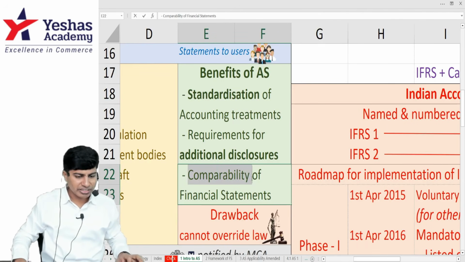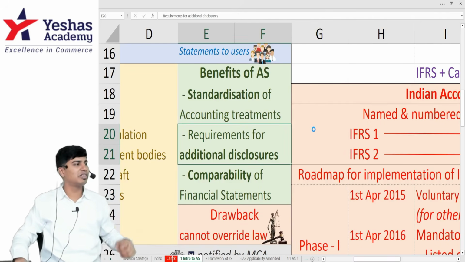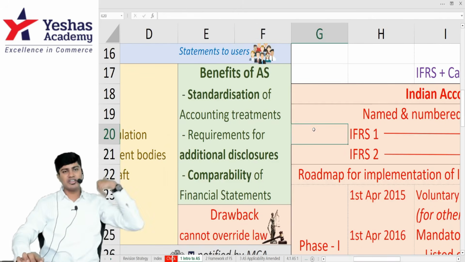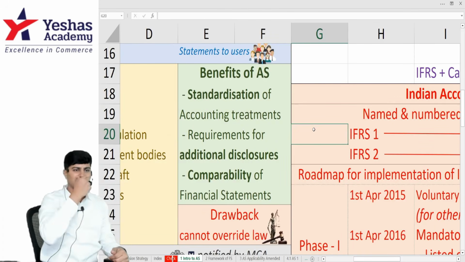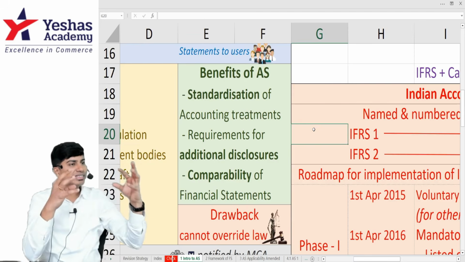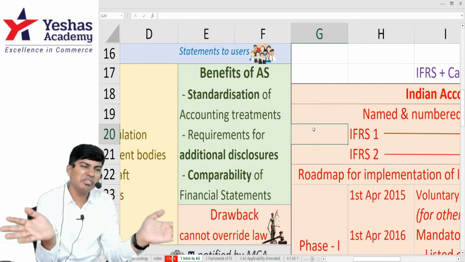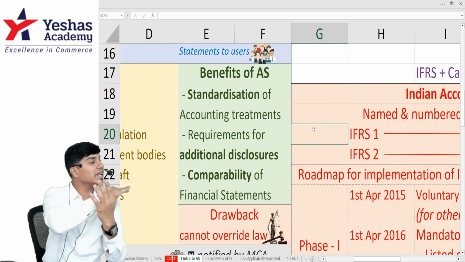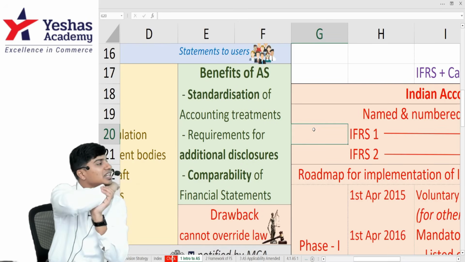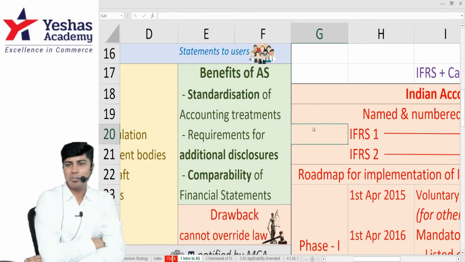Comparability. Standardization means I am doing one method of depreciation, you are doing another method of depreciation. She is doing one method of valuation of inventory, he is doing another method of valuation of inventory. He is valuing the asset differently, she is valuing the asset differently. Then there is no comparability. There is no standardization. Everyone is doing whatever they want. To bring in uniformity, standardization and comparability, accounting standards help.